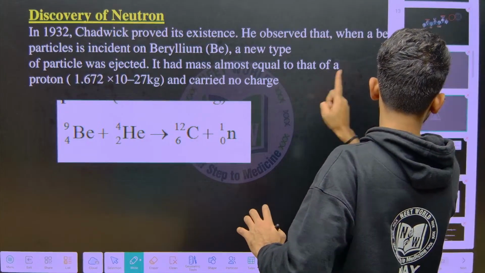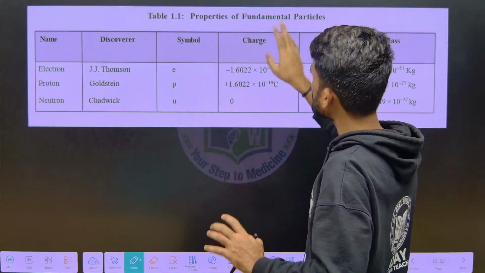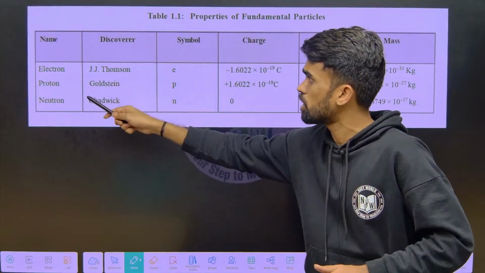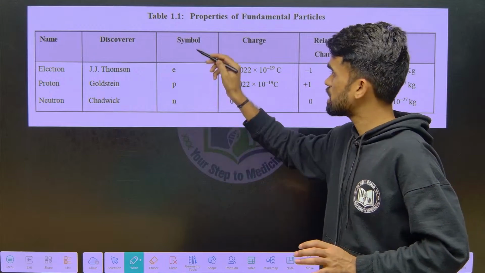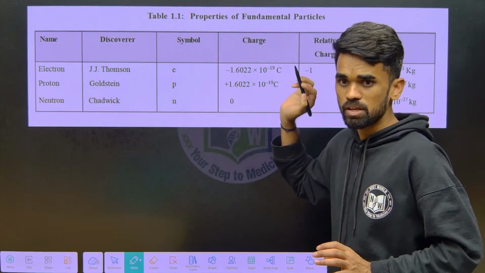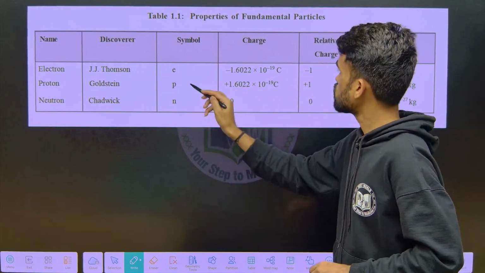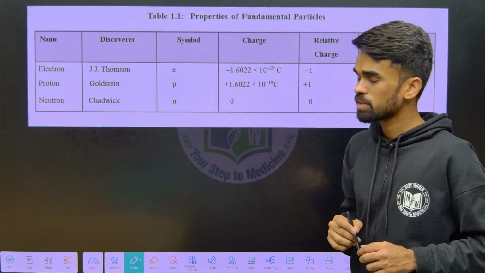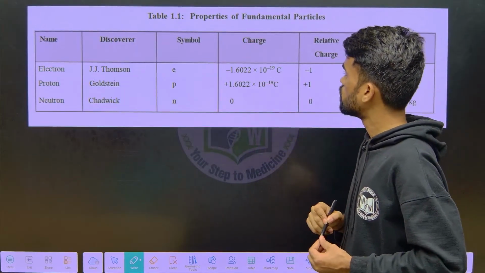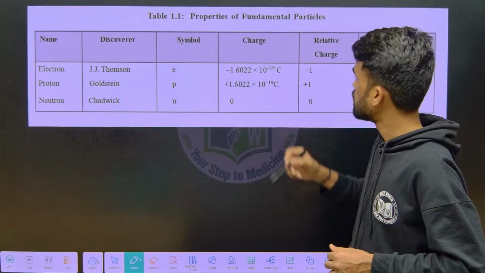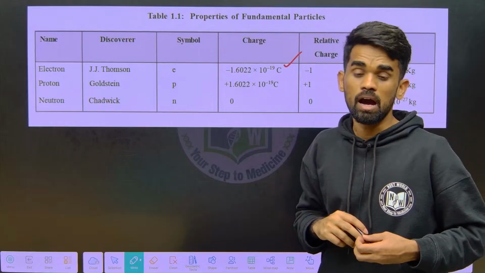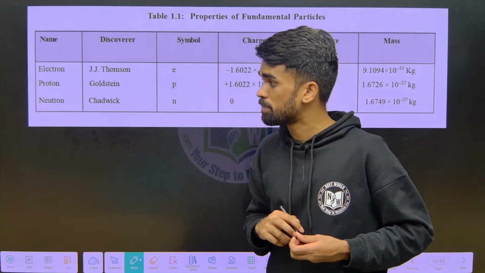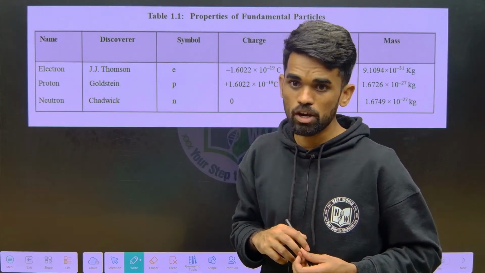Now tell me, what are the fundamental particles we have? Electron, proton, neutron. Who are the discoverers? J.J. Thomson, Goldstein and Chadwick. The symbols we are using are e, p, n. So what is the charge of an electron? 1.602 into 10 power minus 19 coulomb. How did we get this charge? By doing Millikan's oil drop experiment.